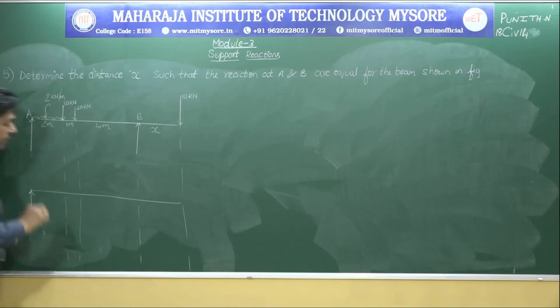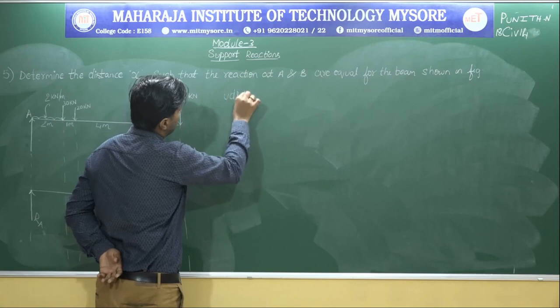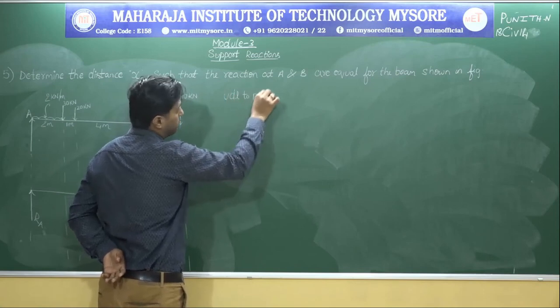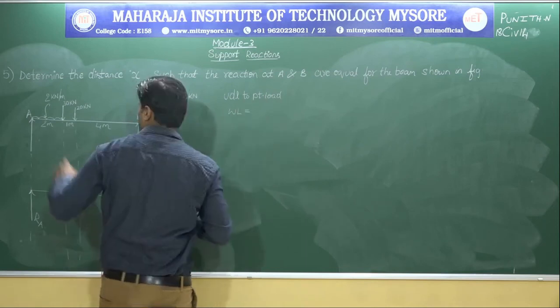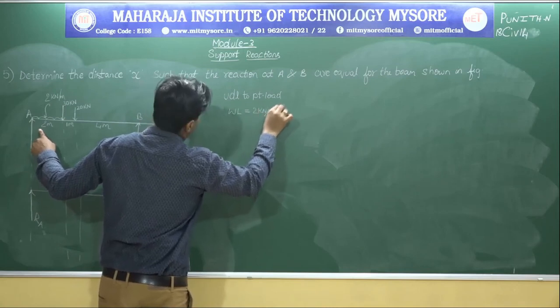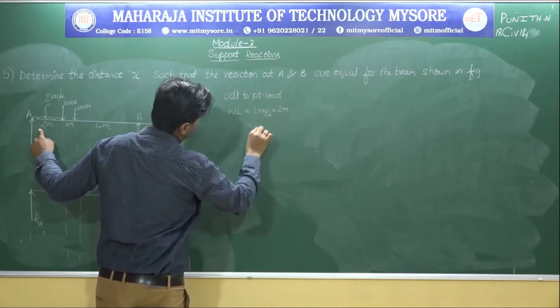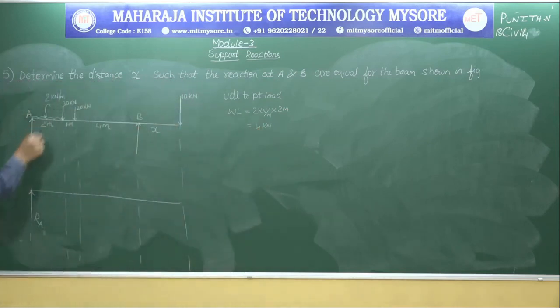Now we'll convert that UDL to point load. How to convert UDL to point load? It's W into L. W is 2 kilonewton per meter, span is 2 meter, so it's 4 kilonewton, which acts exactly at the center. Total span is 2 meter, so this is 1 meter, this is 1 meter.